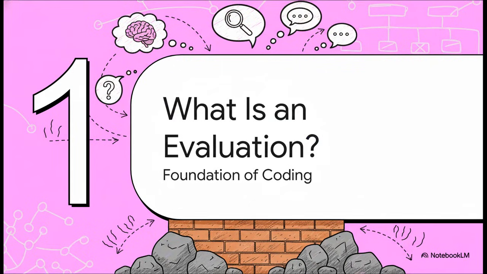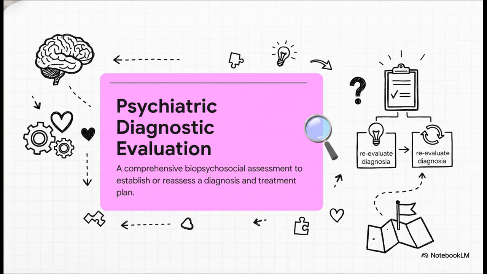So, first things first. Before we can even dream of picking a code, we have to understand what we're coding for. What is this service? Getting this right is the absolute foundation for every single coding decision you're about to make. A psychiatric diagnostic evaluation is way more than just a chat. It is a deep, comprehensive dive into a patient's entire world. The provider is looking at everything: the biological, the psychological, and the social factors. That's what biopsychosocial means. The whole goal is to piece together a puzzle to get an accurate diagnosis, and then build a solid treatment plan. Really, it's the blueprint for all the care that follows.